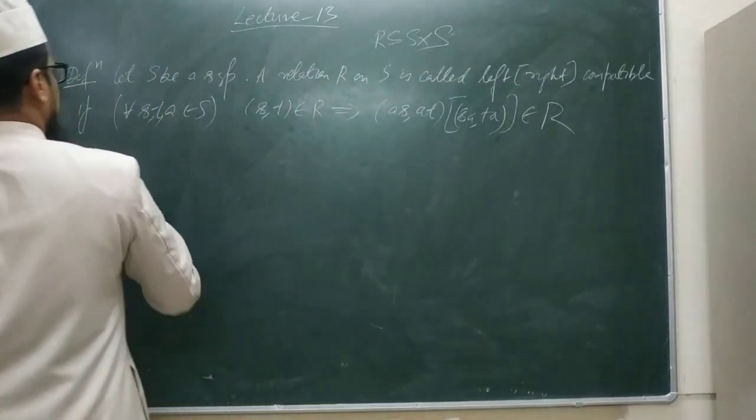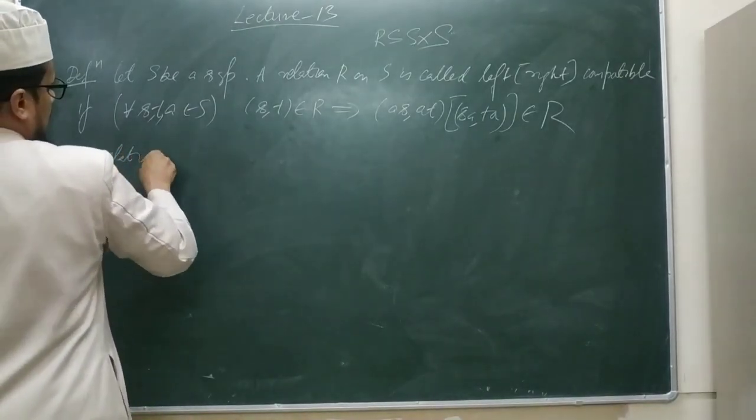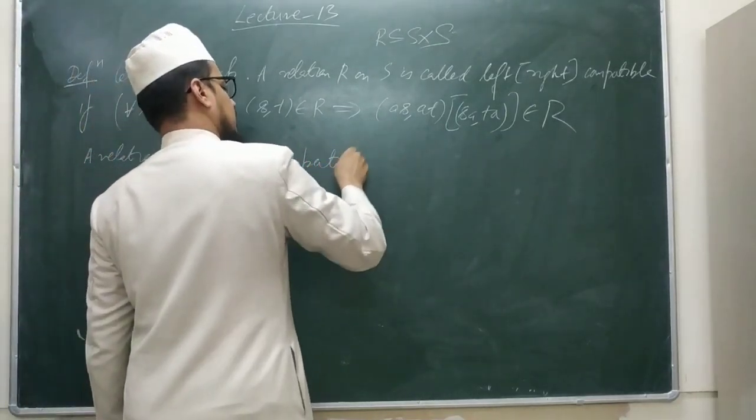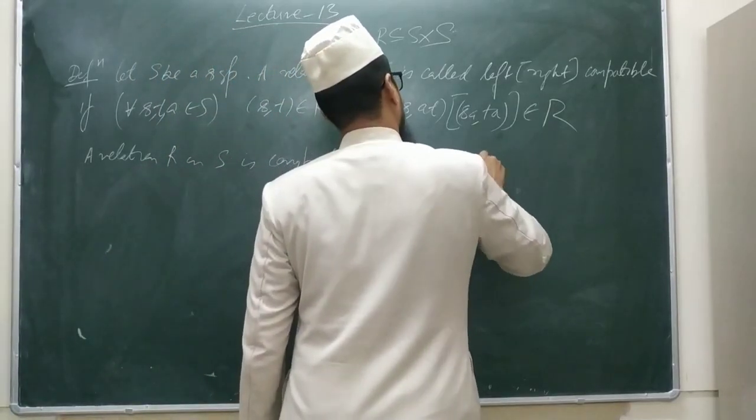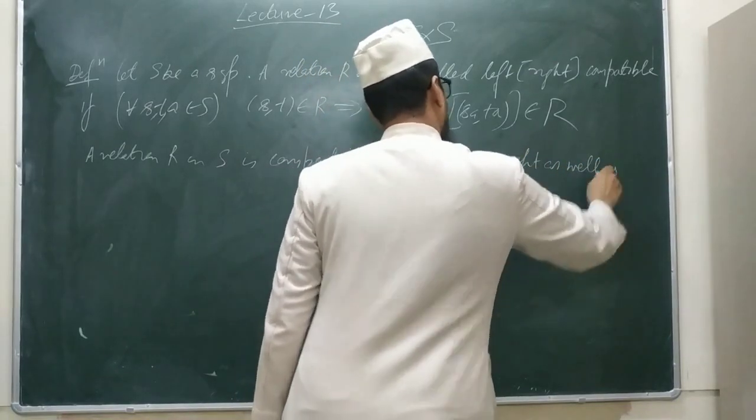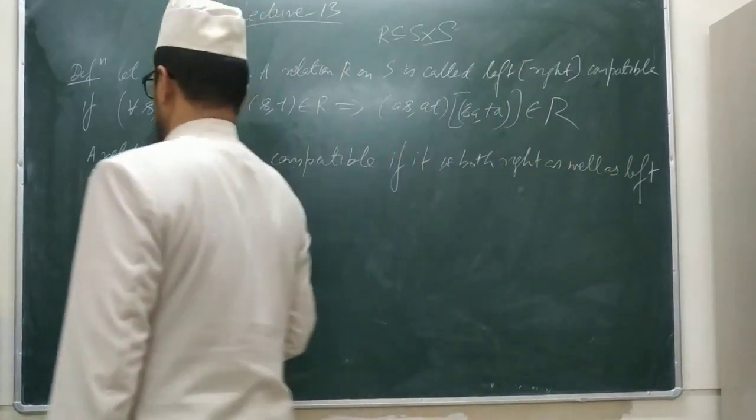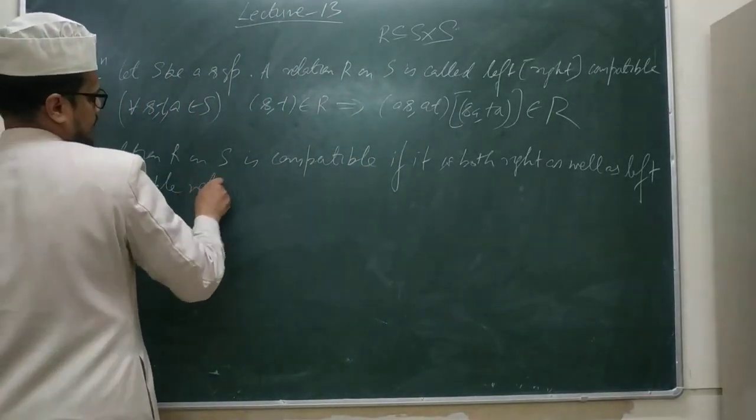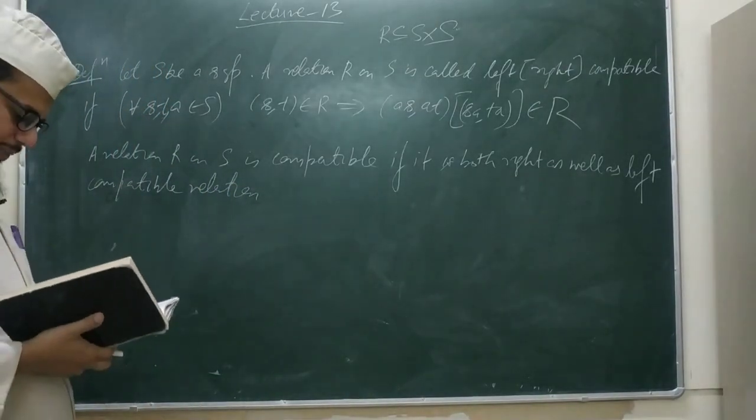And we say that a relation R on S is compatible if it is both right as well as left compatible relation. If R is both right as well as left compatible, then we say that it is called a compatible relation.